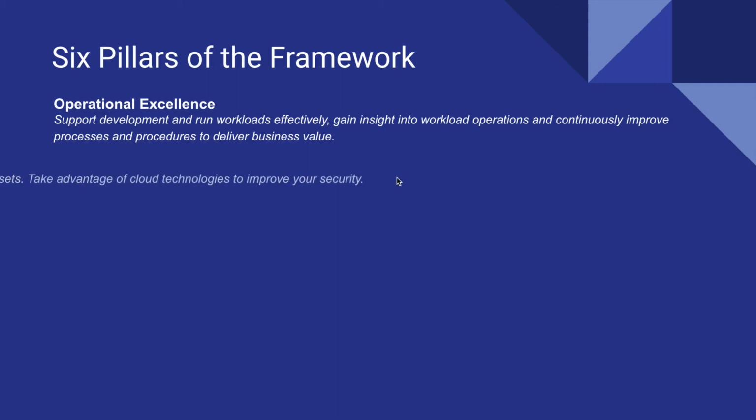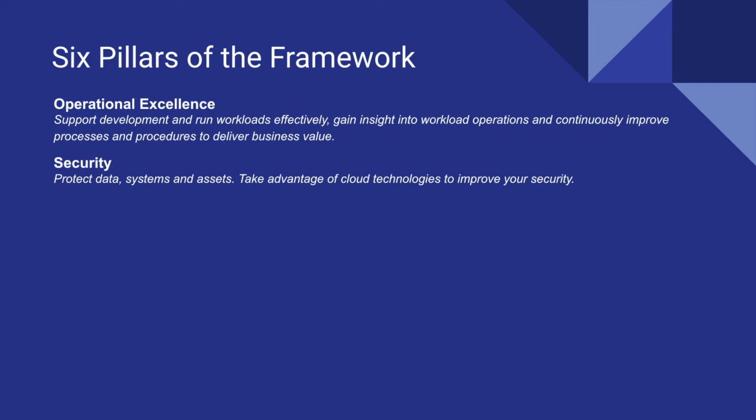So the next is the security pillar. Pretty straightforward. Protect data, systems, and assets. Take advantage of cloud technologies to improve your security. AWS offers a lot of different cloud technologies and services to help you secure your data and your workloads in the cloud.